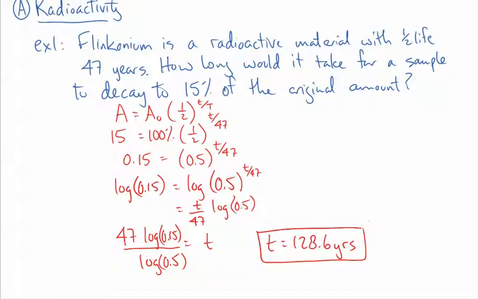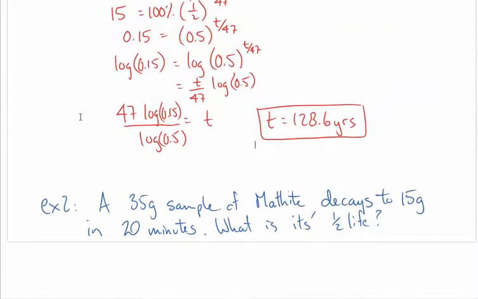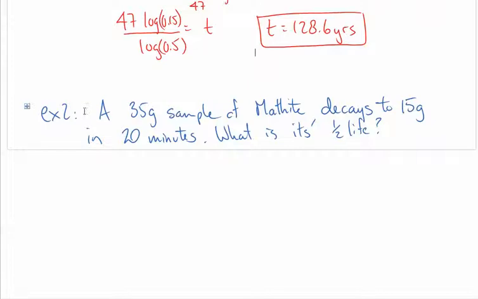Okay, you might want to pause, think about the reasonableness of that answer. Remember, half-life means half the sample would be gone, so in 47 years I'd be down to 50%, in another 47 years, half of 50%, 25%, etc. Now, compare that to this one. This is another half-life problem. Now this time I have some mathite, and I have 35 grams, and it decays to 15 grams. Let's set up our formula.